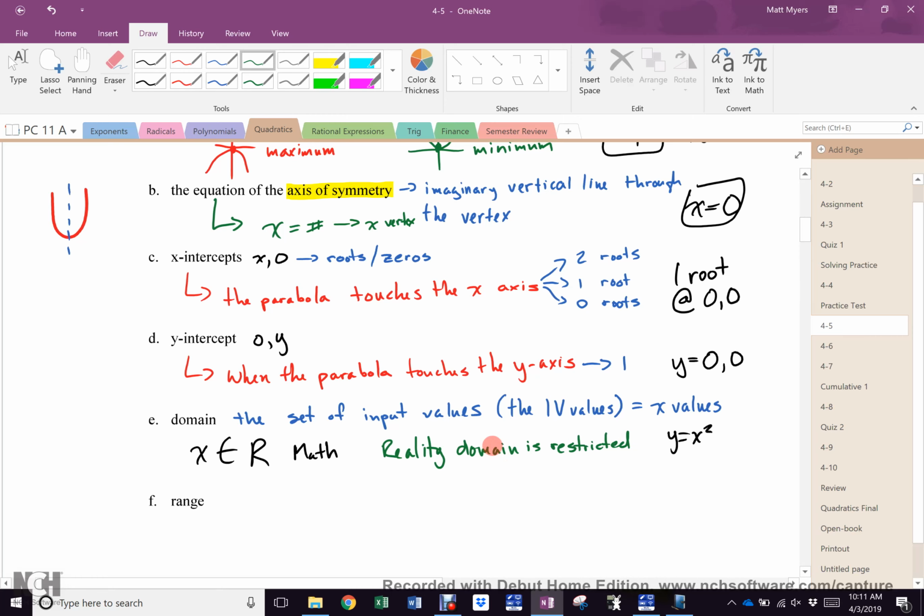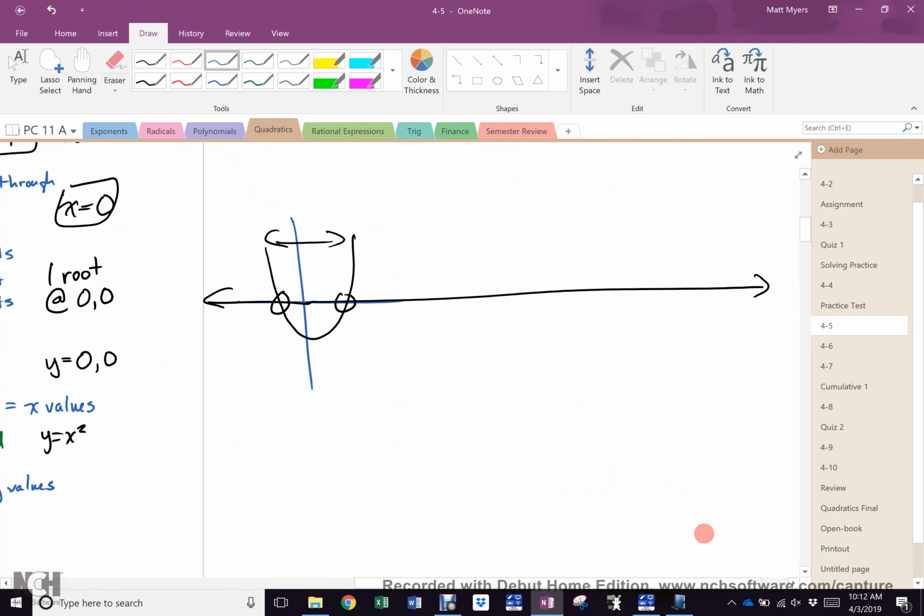Now you're intelligent young people. If the domain are the x's, what are the range? The y's, right? So they are the set of output values, the DV values, and in grade 11, they're the y values. Everybody cool? Now, again, you don't have to write this down, just think.